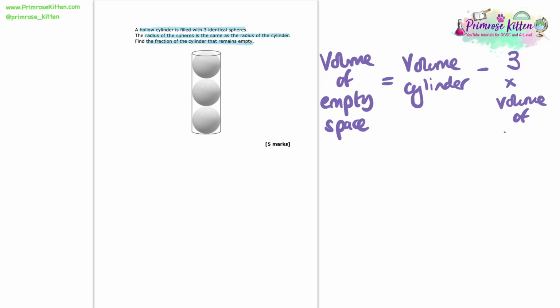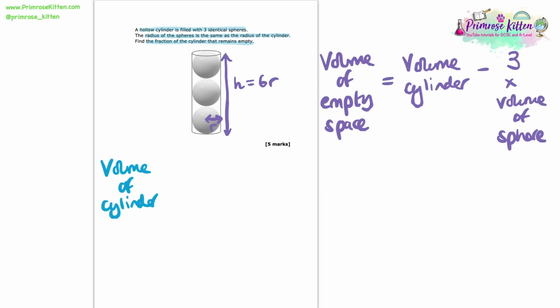Let's have a go at just labelling this, okay? We know that the radius of the spheres is the same as the radius of the cylinder. In that way then, we can draw on the radius on our diagram, and then we can also draw in, in terms of the radius, the height of this cylinder. As 3 spheres fit in it, it's going to have a height which is equal to 6 radii. So now that we know this, we can go back to our standard equation for the volume of a cylinder. We know that the volume of a cylinder is pi r squared times by the height h.